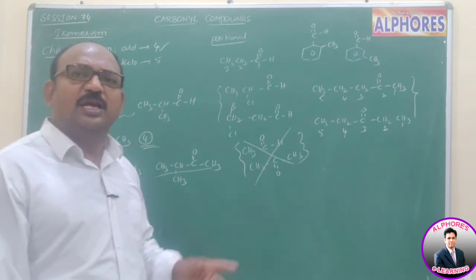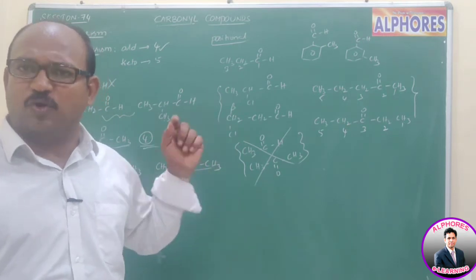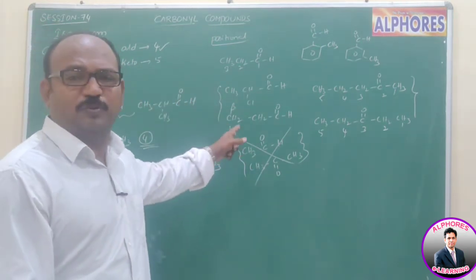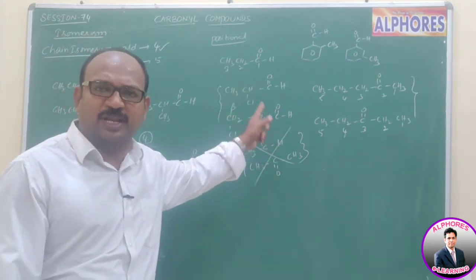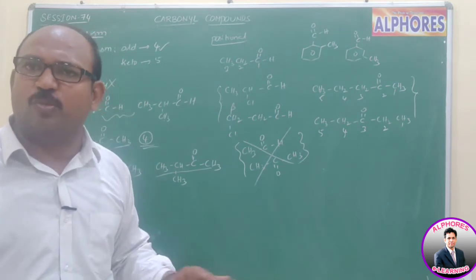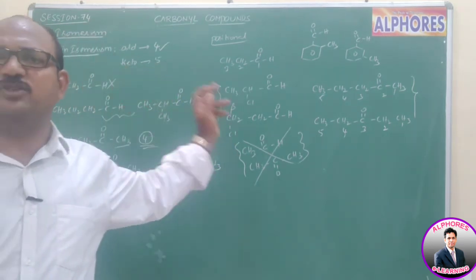That's first point. Second point, they are not homologous series also, because for homologous series, functional group must and should be same. Here functional group differs. One is aldehyde, another one is ketone. That's why acetaldehyde and acetone are neither homologous series nor isomers. They do not exhibit any isomerism.